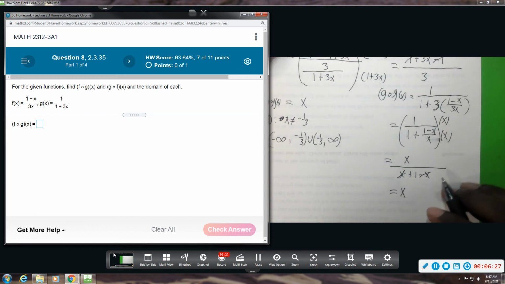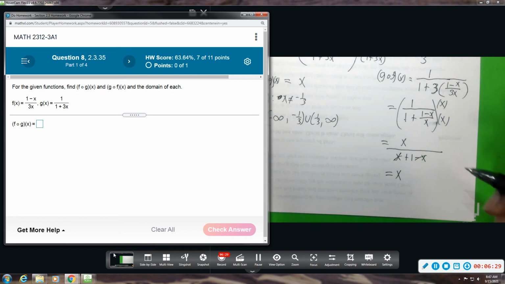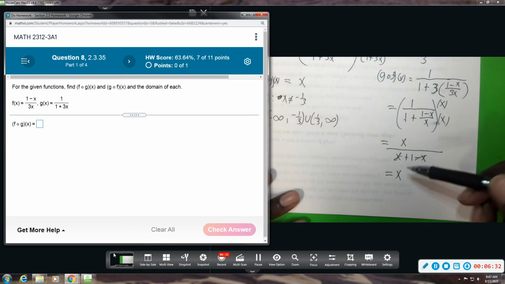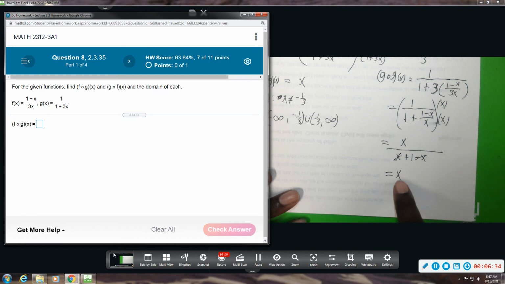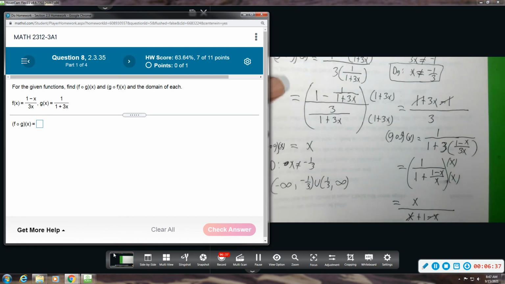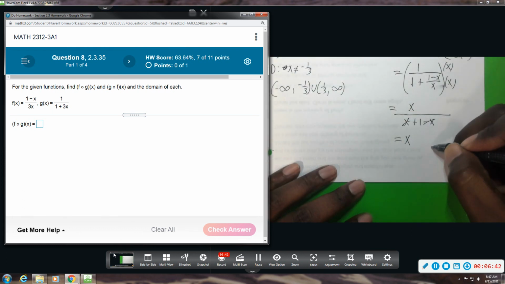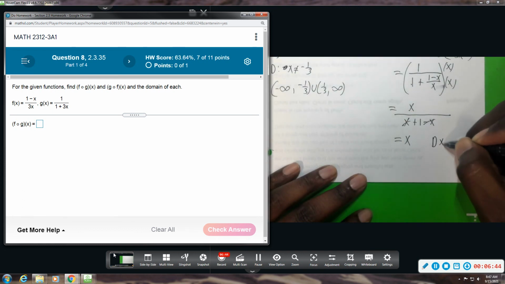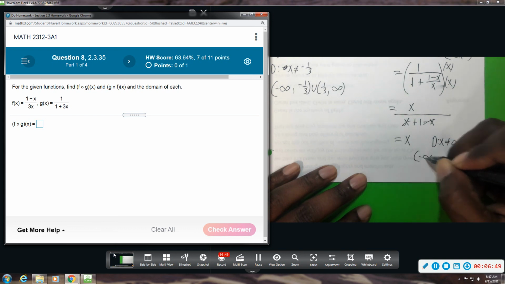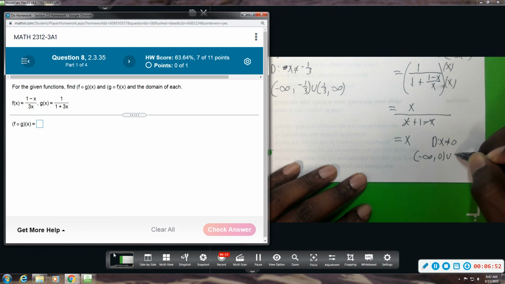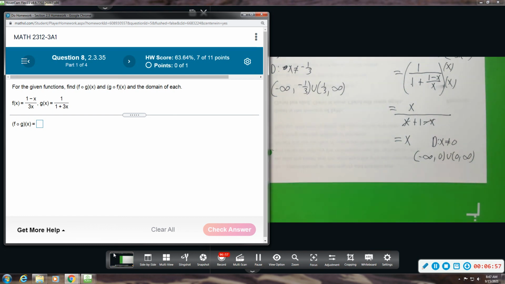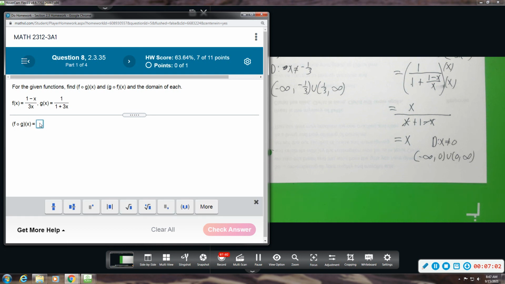So the fact that both of these come out to be x when you plug them in means they are inverses of each other, these two functions. And no restrictions here, but we do have to carry over the restriction from f in the beginning, which is x cannot be equal to 0. And interval-wise, that would be negative infinity to 0, union 0 to infinity. So both equations just turned out to be x.